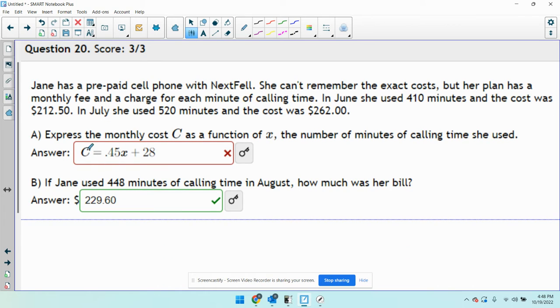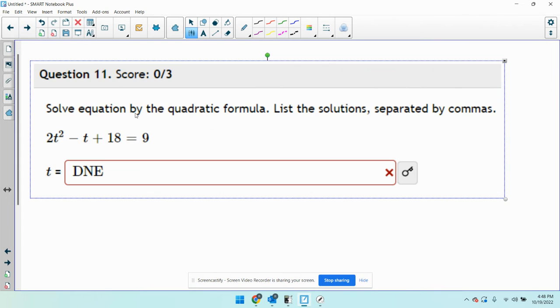20 was correct. It's just, again, they marked it wrong because they wanted you to put C of X. I think I gave you credit for that. Here they want the I values.